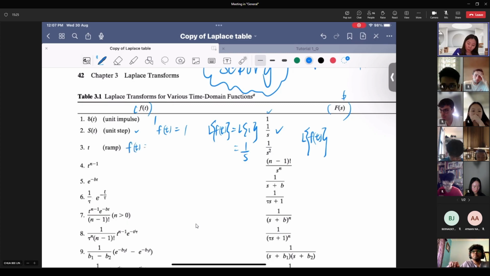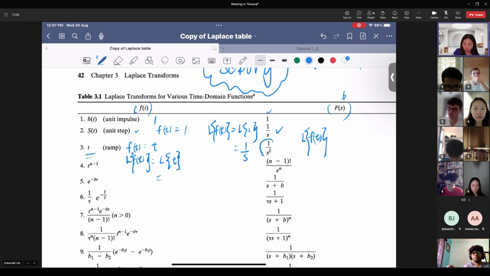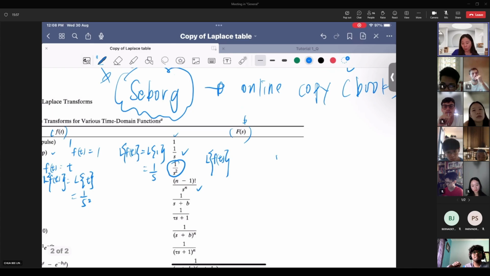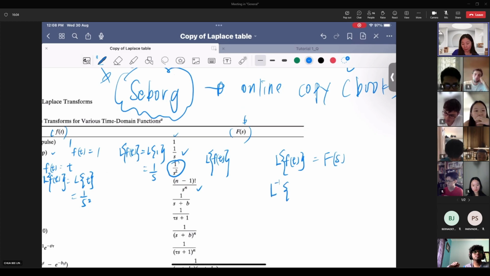So if your function of t equals t, then you just need to refer to the Laplace table to get the answer. So this is the one we call as you can get the answer directly from the Laplace transform table. If let's say it's t to the power of n minus 1, then you will be using this one. So this is just like the Laplace transform of F(t), you get F(s). So some recap, when you Laplace transform the F(t), you will get F(s). When you inverse Laplace the F(s), then you will get everything back to the T response. So this is the Laplace transform.